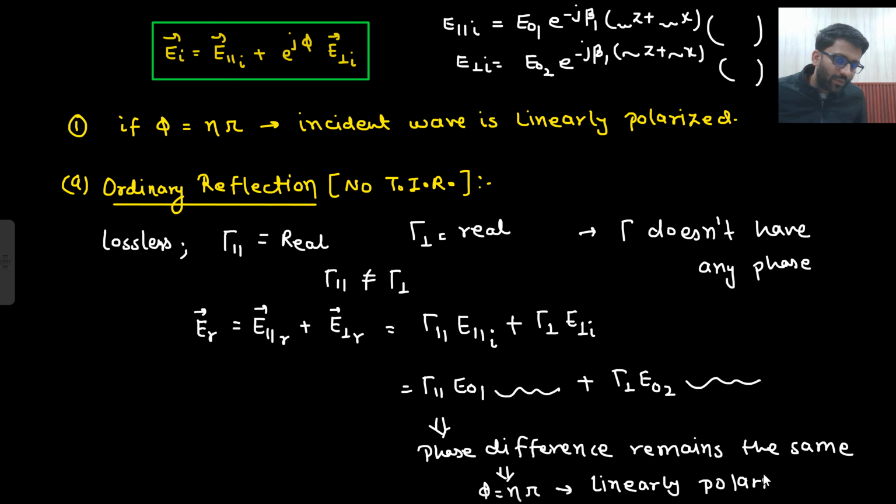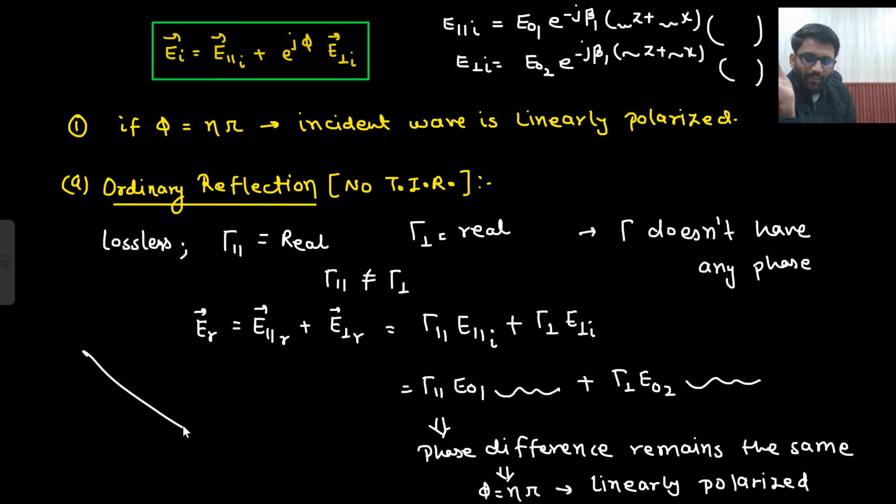So in the examination, what will you be thinking? Okay, sir, both of the mediums are lossless. That means the reflection coefficient for perpendicular polarization and the reflection coefficient for parallel polarization both will be real quantities. Both will change the magnitude, but they will never change the phase. And if they are not changing the phase, then I don't have any issue. The linear polarization will be linear polarization only. Only the magnitude will be changed.